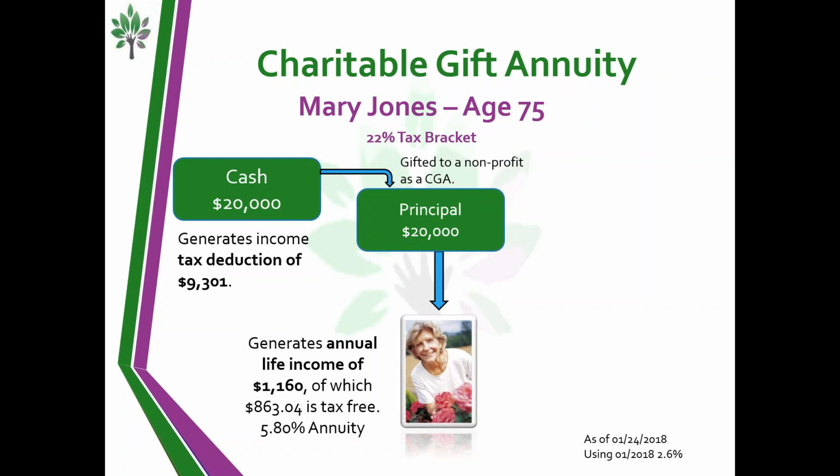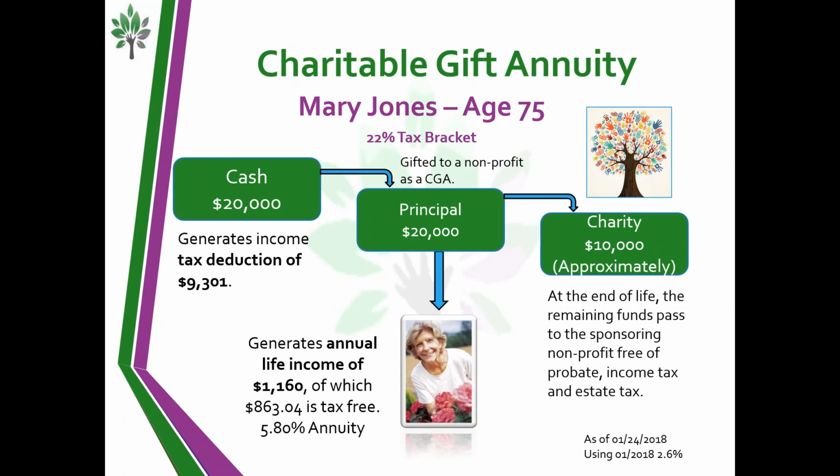The frosting on the cake is that when she deposited those funds with the nonprofit, it generated her income tax deduction of $9,300. That's going to be pretty significant when we start talking about the effects of the new Tax Act on charitable gift annuities. This is going to be a good thing. Then, of course, if Mary lives to her life expectancy, we expect that at the end of her life, about half of the deposit, about $20,000, should be left to then stay with the charity at that point.